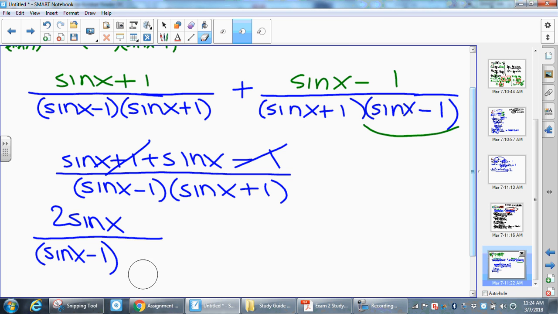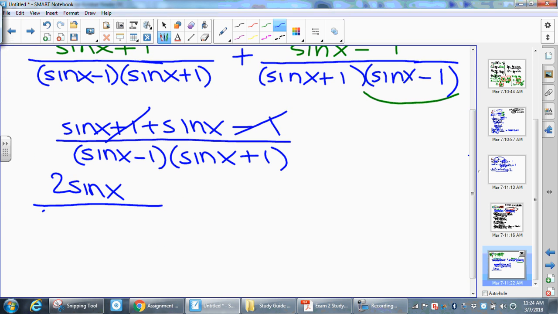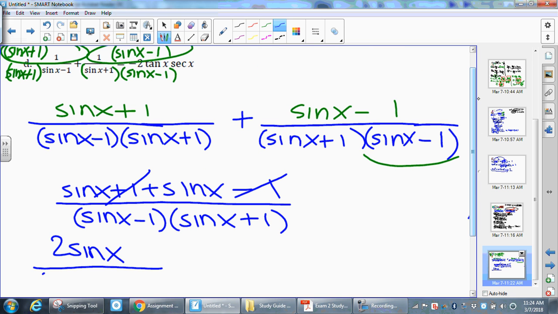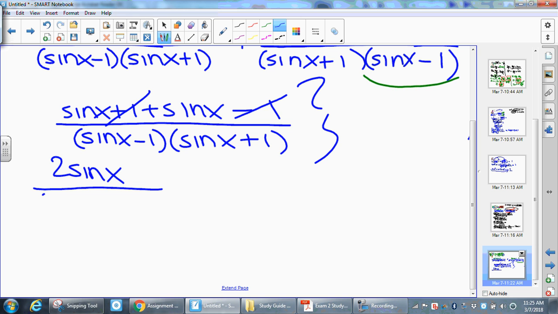Let's look at what we are trying to get. We're trying to get tangent and we're trying to get secant. And we know that there's no way to get secant without cosine. But we have cosine so far? No, we don't. So how are we going to get a cosine? From the denominator. We're going to have to somehow get a Pythagorean identity.